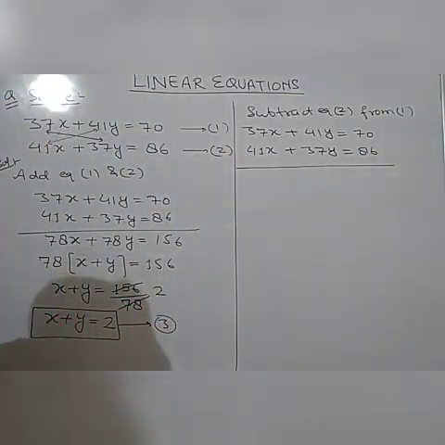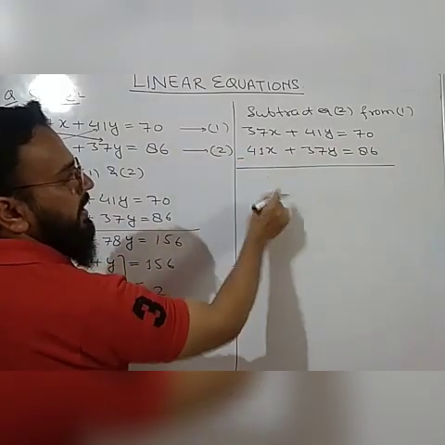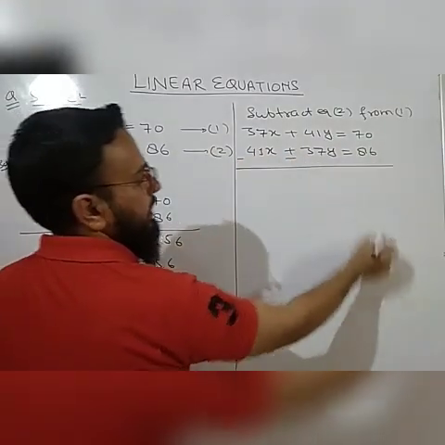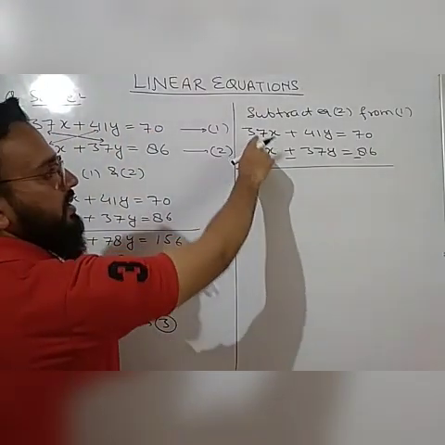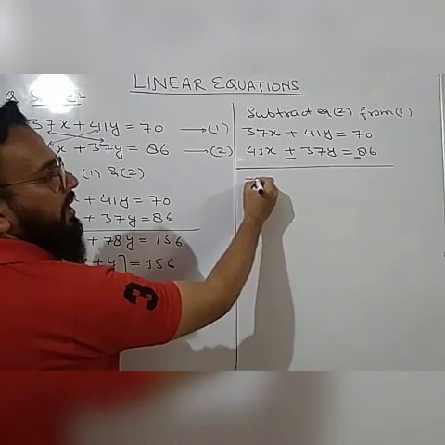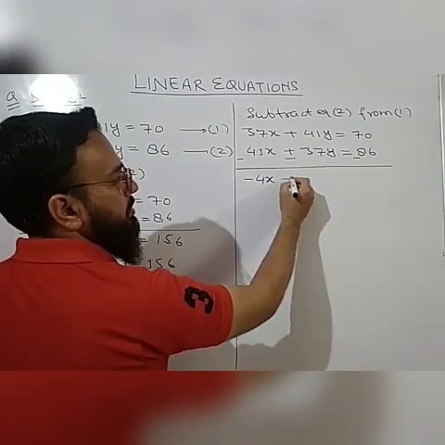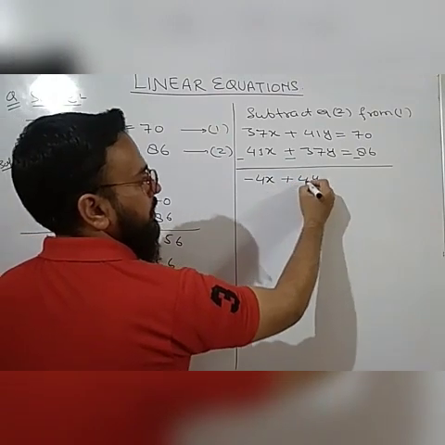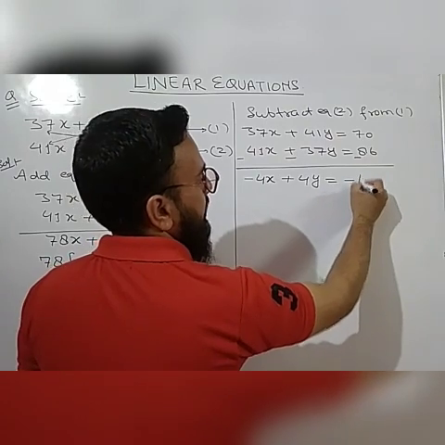We have to subtract this equation. So for subtraction, the signs are changed. Here the sign is positive, it will be negative. It is positive, it will also get negative, and it will also be negative. Now what we will get? 37 minus 41, it will be minus 4x. 41 minus 37 will be plus 4y is equal to 70 minus 86. It will be minus 16.